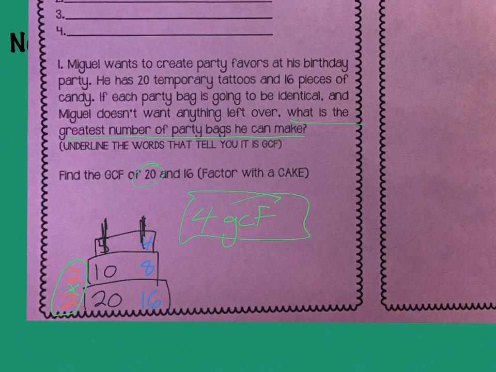If he only has 20 tattoos and 16 pieces of candy, he can only make 4 party bags that are going to be identical because it's the greatest common factor. So let's move on over here to this next page, and let's try a few of these on our own. We'll start from the bottom and work our way up. So I'm going to start off with, let's just do a simple one. Let's do 12 and 15.